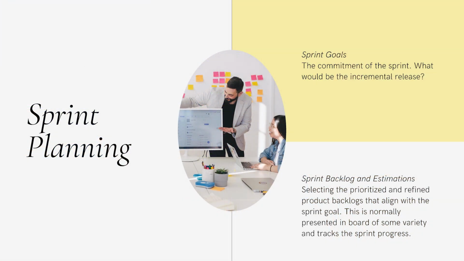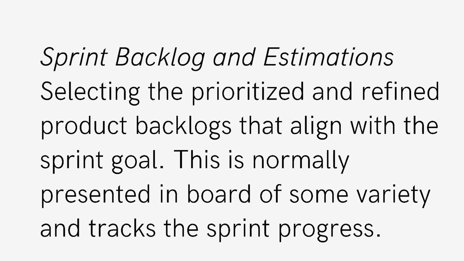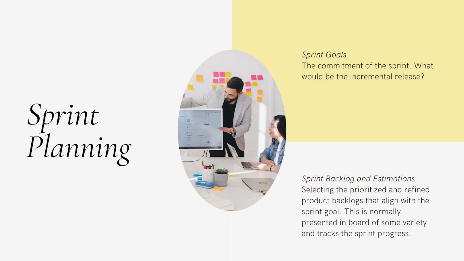The first thing is the sprint planning. This is one of the events that we talked about. Sprint planning is curating the sprint goal, what is going to be achieved, what is going to be the increment in that sprint. And then the team picks up the sprint backlogs, the refined ones from the product backlog, and estimates them, how much time it's going to take as per the capacity, right?